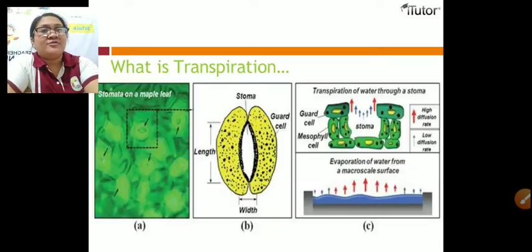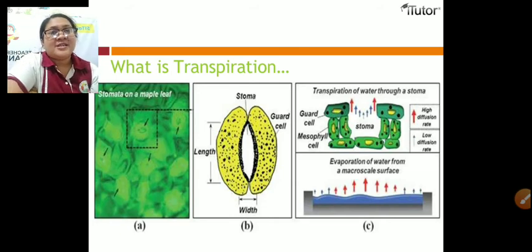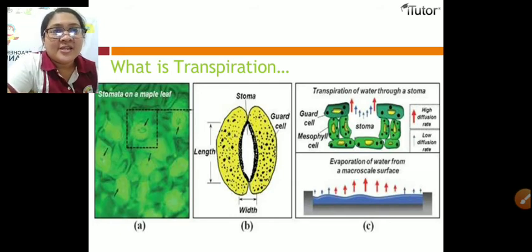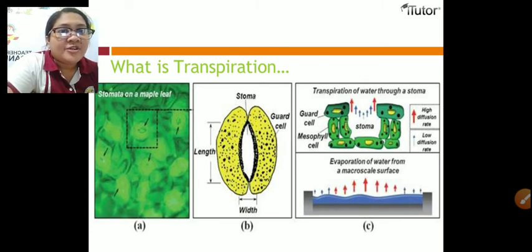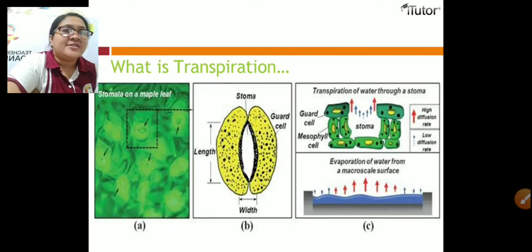Okay, let's move. So this is what a transpiration is. This is what happens during transpiration. We have there the guard cells, the stoma will open. We have there the mesophyll cells.